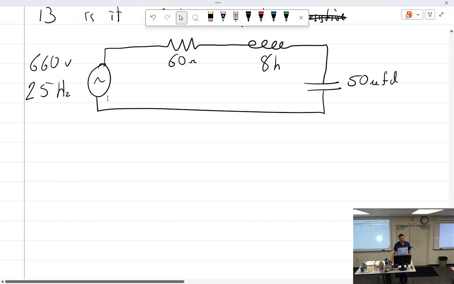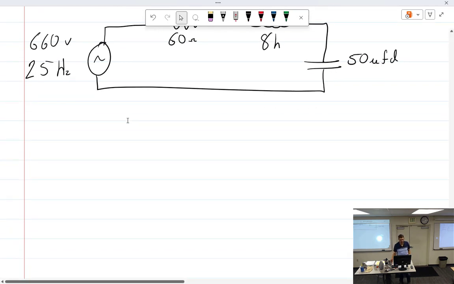Okay, you've got all the notes now with all the steps. Step one: solve for X of L.